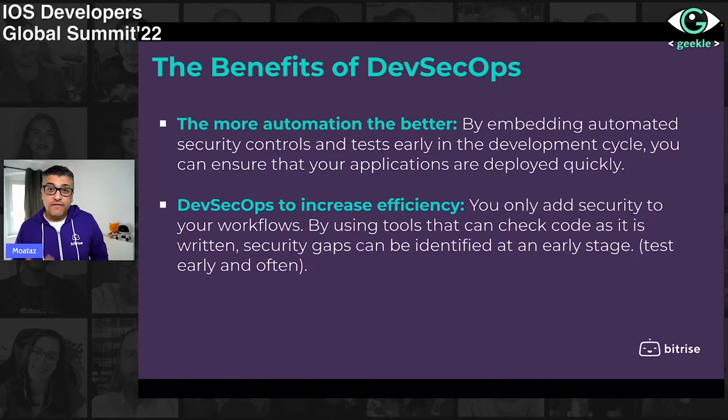DevSecOps increases efficiency. Here you only add security to your workflow by using a tool that can check code as it's written. Security gaps can be identified. So once you run security checks against your code base or your application, you will figure out what you are missing as a team. Maybe you can add it in the next planning phase. Maybe we need to add these checks. Maybe we need to focus more on this part, because this can drive us to other vulnerabilities that we are not aware of.